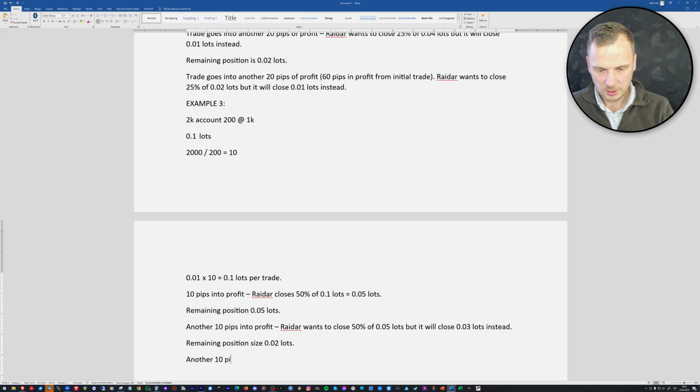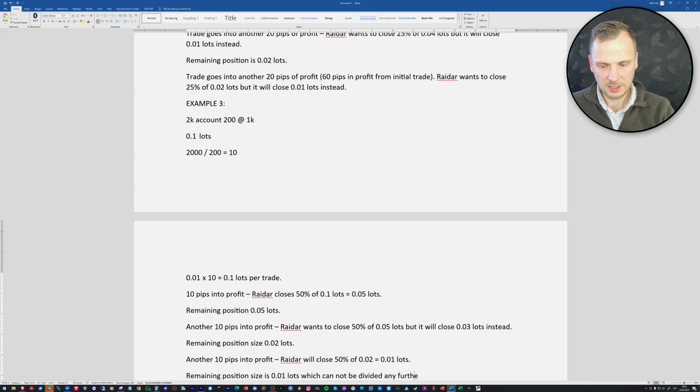Another 10 pips into profit. Radar will close 50% of 0.02. This equals 0.01 lots. Remaining position size is 0.01 lots, which cannot be divided any further.